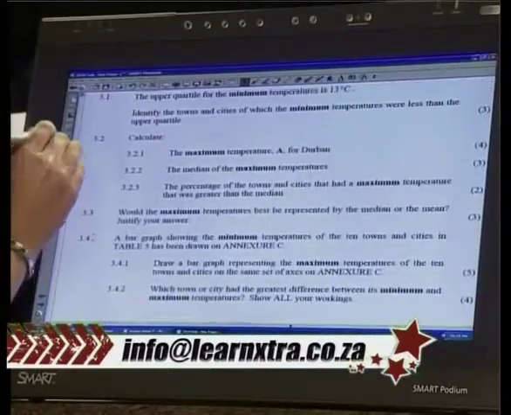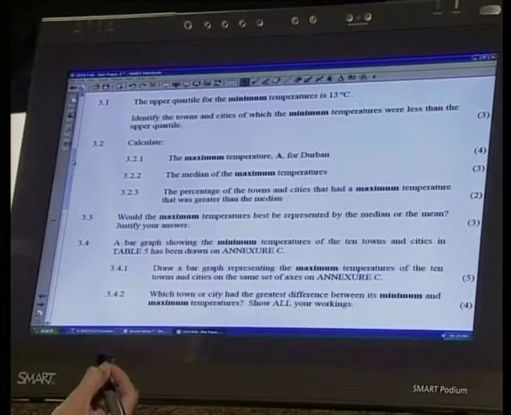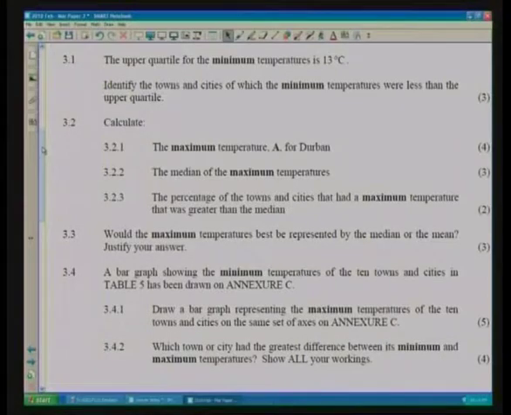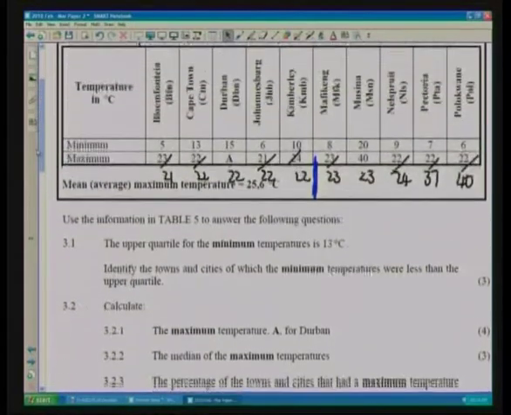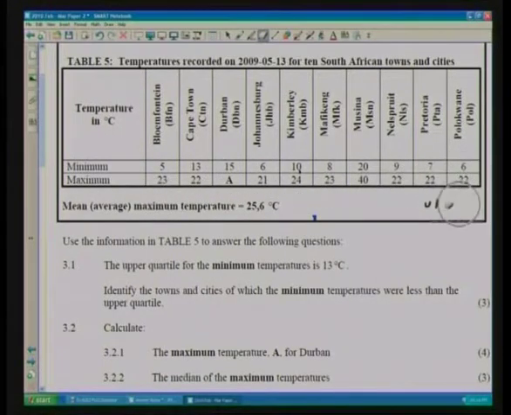So picking up then at question 3.2.3, let's have a look at what the question says. It asks us to calculate the percentage of the towns and cities that had a maximum temperature that was greater than the median. So now you've got to take the value that you calculated in 3.2 and use that in order to find your new set of information. The median again was 22.5. So let's quickly have a look at which ones are going to be greater than that.